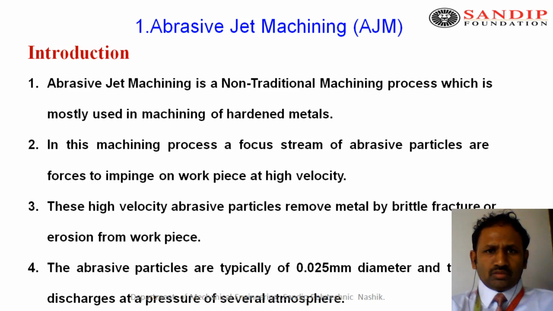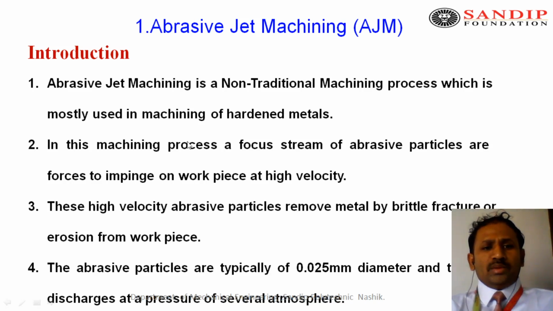Just see the introduction. Abrasive jet machining is a non-traditional machining process which is mostly used in machining of hardened metals. In the previous lecture, I already said that in non-traditional machining processes there is no contact between cutting tool and workpiece. That's why it is called non-traditional machining. In this process the tool is always softer than the raw material, and in conventional machining the tool is always harder than the raw material.